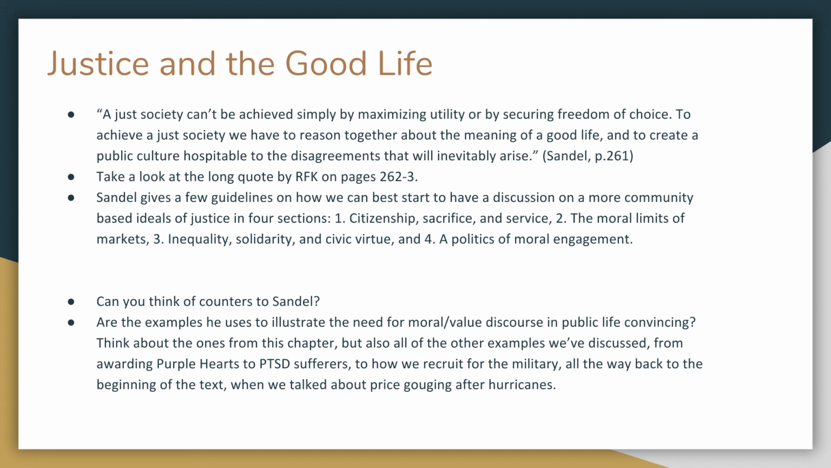Also, the examples he uses to illustrate the fact that we should have moral or value discussion in our public life. Think about the ones from this chapter: same-sex marriage, abortion, stem cell research. Think about all the examples he's used all throughout the text. Should we give Purple Hearts to PTSD sufferers? Should we worry about price gouging after hurricanes? How should we recruit for the military? Should we force people into service? What would it be like, really, if we tried to create this community solidarity?